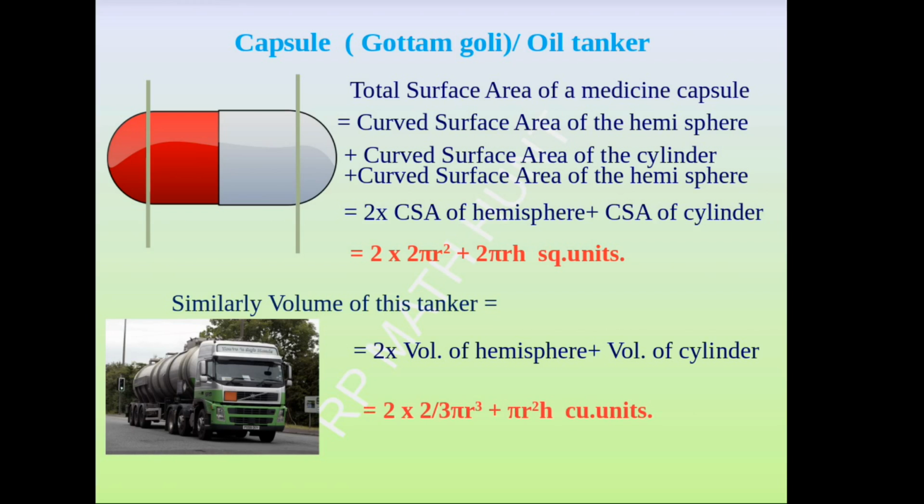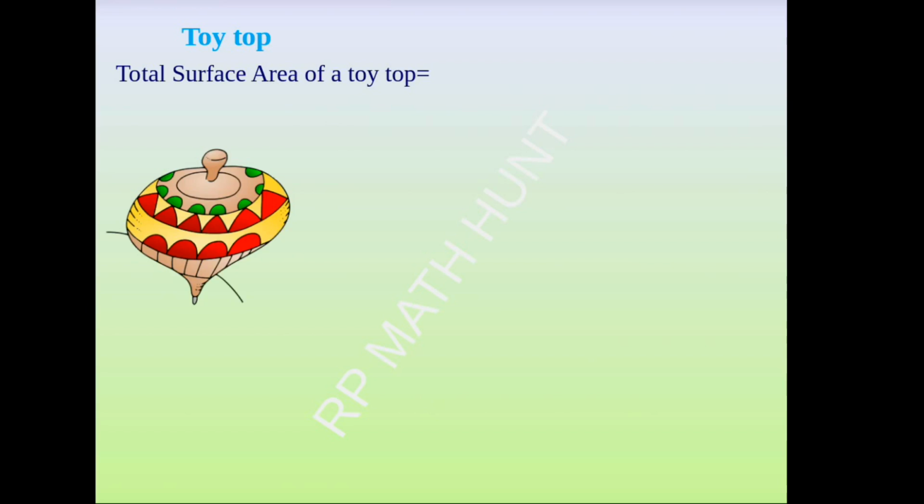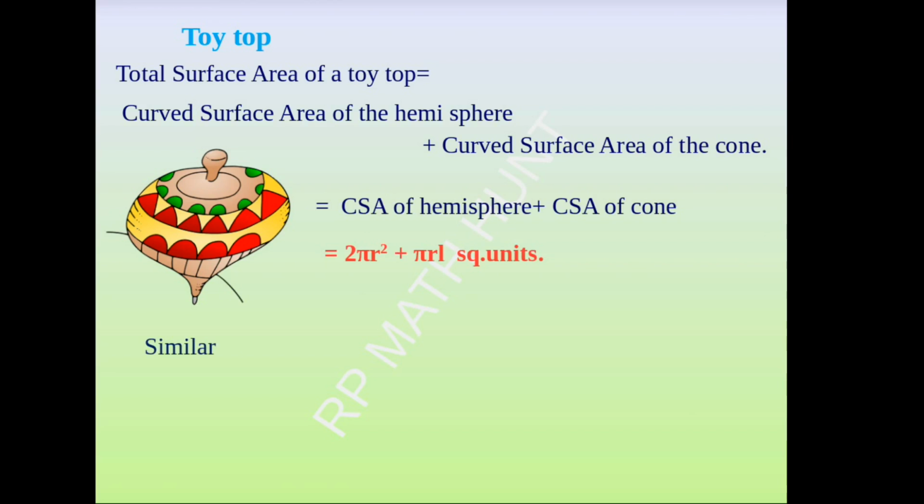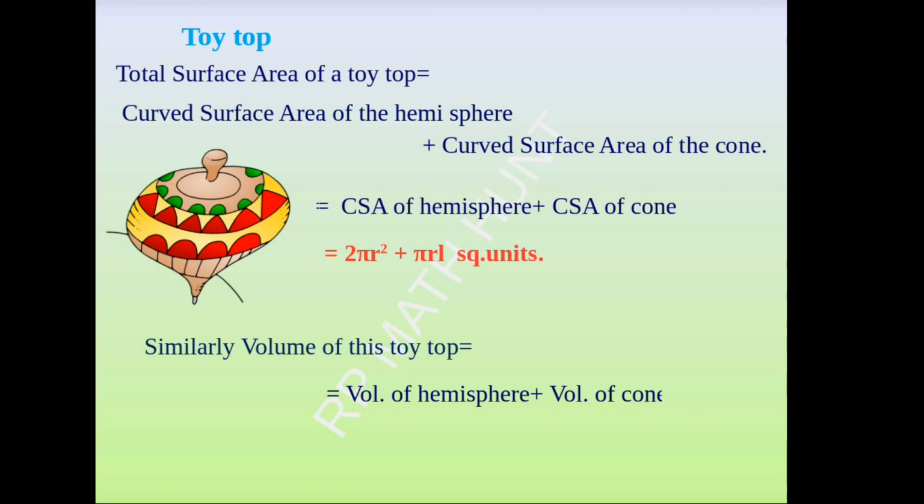Toy top. Total surface area of the toy top is curved surface area of the hemisphere plus curved surface area of the cone. That is equal to CSA of hemisphere plus CSA of cone. That is equal to 2 pi r square plus pi r l square units. Similarly, the volume of this toy top is equal to volume of the hemisphere plus volume of the cone, equal to 2 by 3 pi r cube plus 1 by 3 pi r square h cubic units.